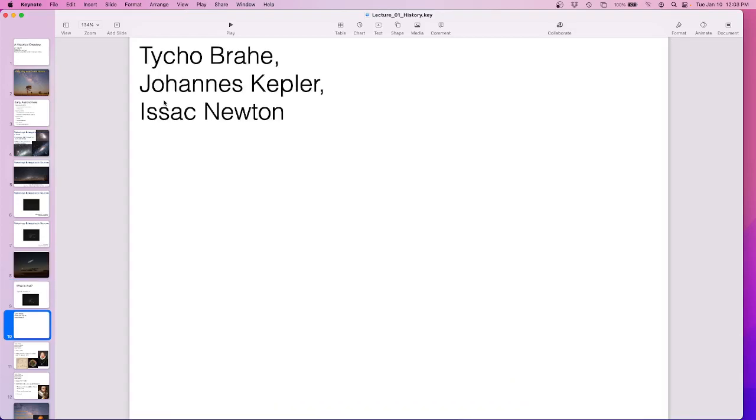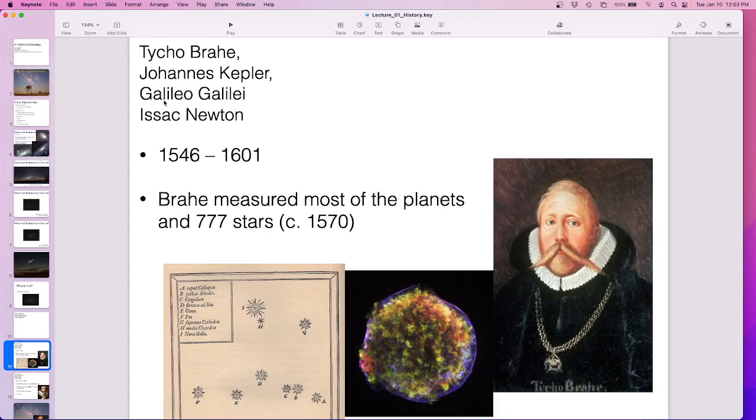Let's talk about the historical greats, Tycho, Kepler, and Newton. Tycho is super important because he wrote down where all the stars are. So he took very detailed notes of where all the stars are and where the planets are. And he discovered nova and supernova because he was just looking at the sky every day. Periodically, stars would show up and then disappear. Sometimes they would show up really damn bright.